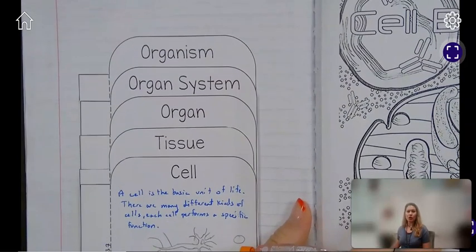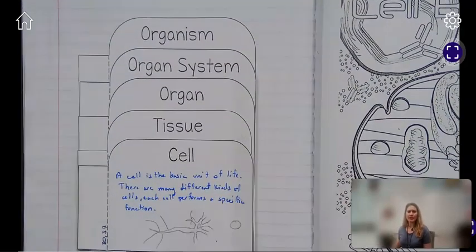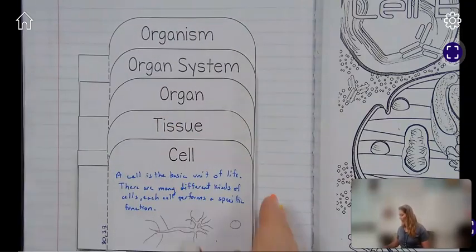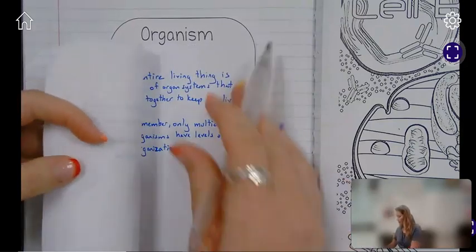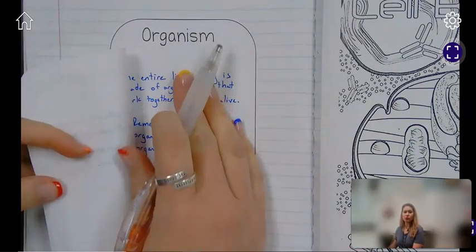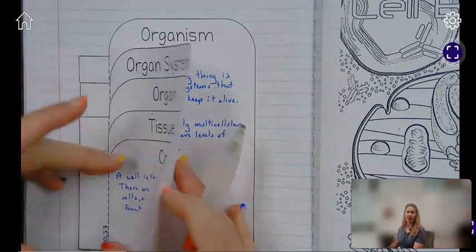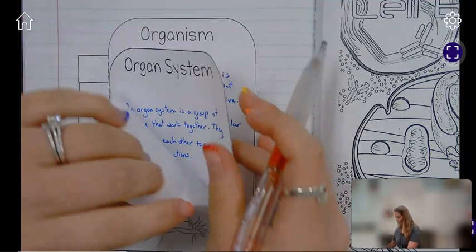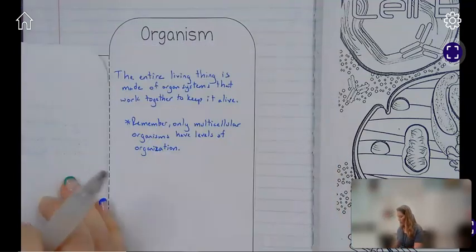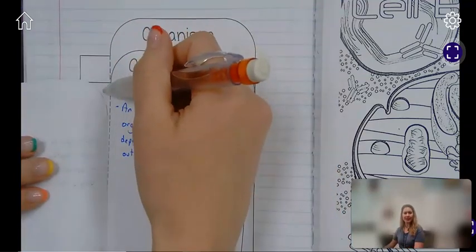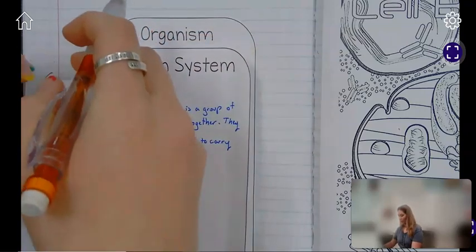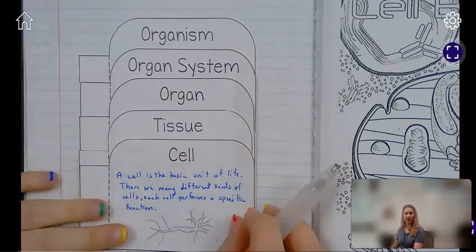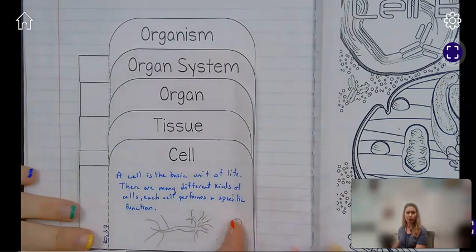So when you are ready to start this activity, you need to make sure you have cut out each of these flaps. And basically what you'll do is the largest flap for organism, you will just glue that straight down into your notebook, okay? And then the next one, organ system, you'll cut out and you will glue or tape the hinge, and then you'll just keep going until it's smaller and smaller, okay? And then that'll create the foldable for you.